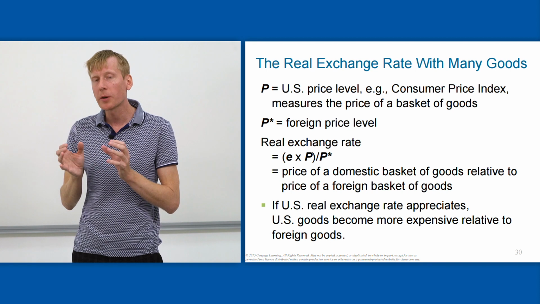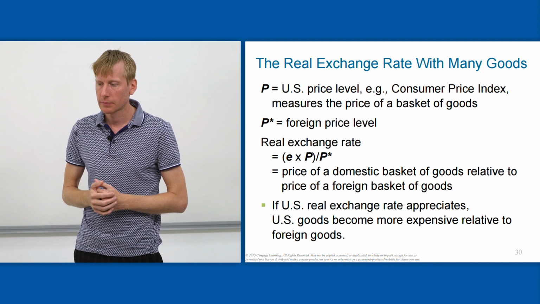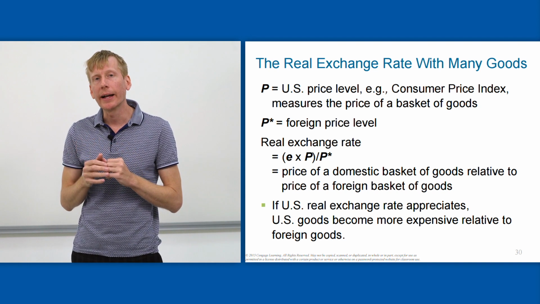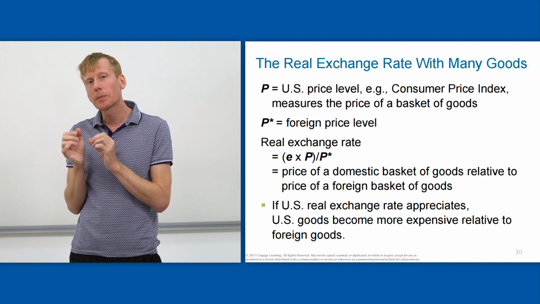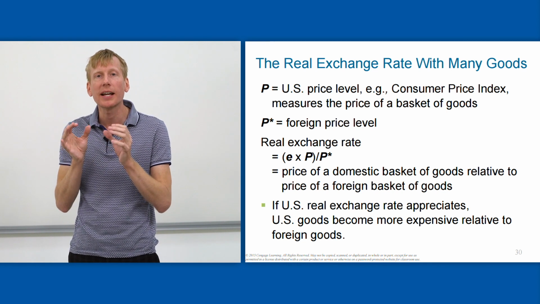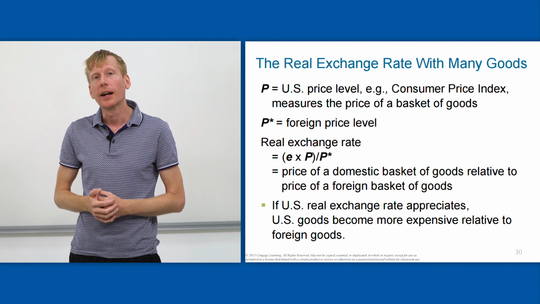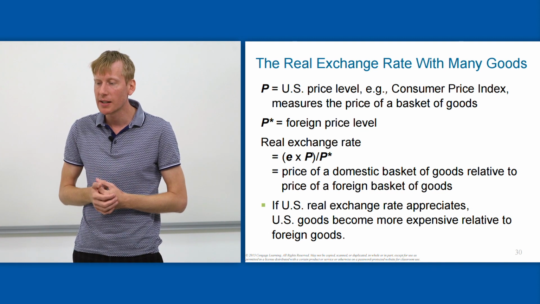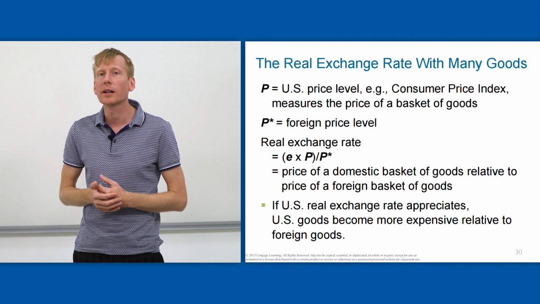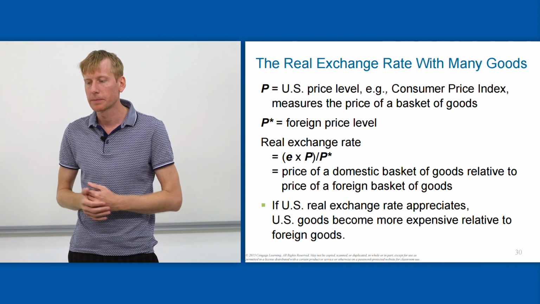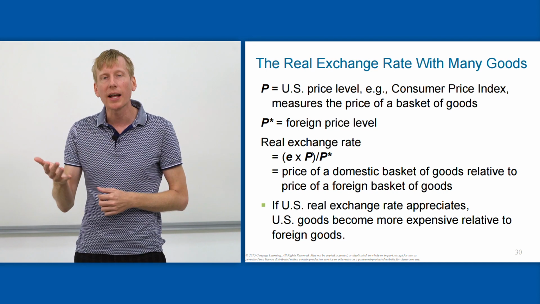And our foreign price level will now be a foreign CPI, P star. Now, what we'll be looking at is the relative price of our domestic basket of goods as compared to a foreign basket of goods, looking at that basket which is used to calculate the CPI in both countries. And if the US real exchange rate appreciates, that would mean that US goods in general, all of them, not just Big Macs, were becoming more expensive relative to foreign goods. But our calculation, our formula, would remain the same as in the Big Mac example or the latte example.